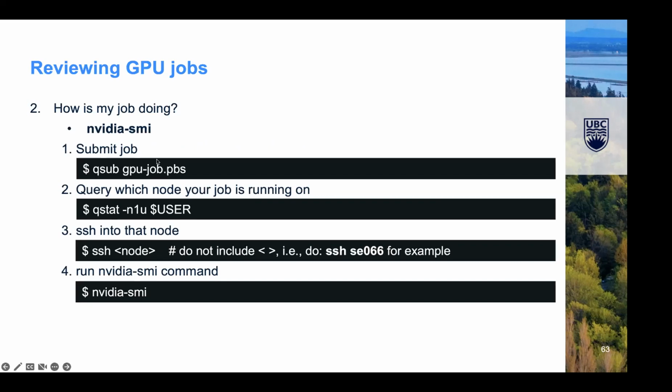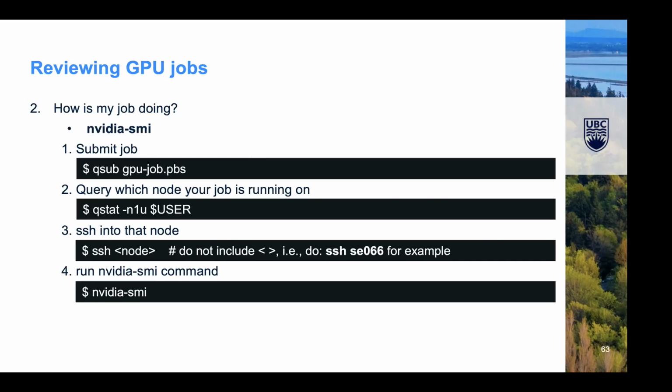So how is my job doing? I would submit my job from the top, qsub GPU job with your script name. I would query which node your job is running on. So again, I'm taking advantage of the qstat command. I'm modifying this with the -n1u option. We're going to talk more about the u option shortly. That allows us to query a user or your individual queue. And instead of typing my CWL, I've used the user variable.